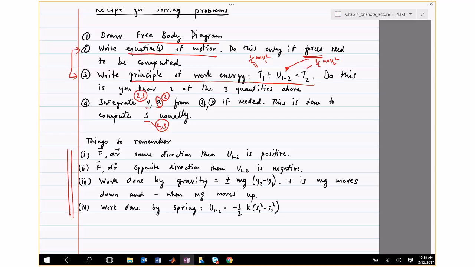When a particle is falling under gravity, if it falls downwards, then the work done is positive. If it's going upwards under gravity, it's negative. And then spring force work is always half k (s2 squared minus s1 squared). So let's put all these things together in some problem. So here's the first problem.